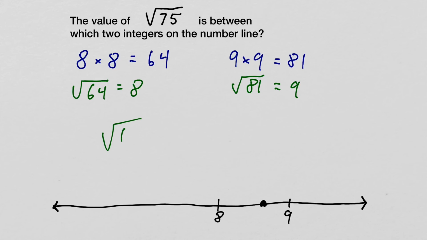Now, the square root of 64, the square root of 75, which is what we're looking for, and the square root of 81 fall in order like this. So the square root of 64, well, that's 8, which is right there. And the square root of 81 comes out to be 9, which is right there. So our answer of the square root of 75 has to fall somewhere in between. And that's what we've chosen. It falls between the integers 8 and 9.